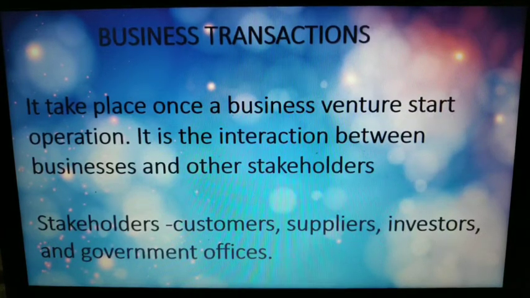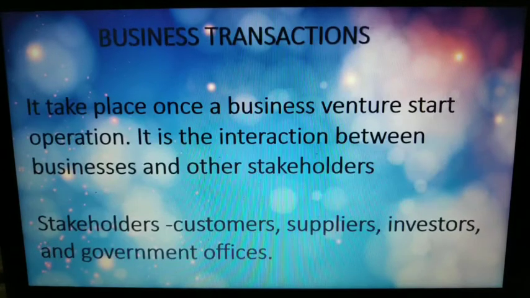Okay. So, kanina, while discussing, may nabanggit akong business transaction, right? Because you are recording a business transaction. A business transaction takes place once a business venture starts operation. It is the interaction between the business and other stakeholders. The stakeholders are classified as the customers, the suppliers, investors, and government offices. So, a business transaction takes place when you as an owner or my owner or the store.